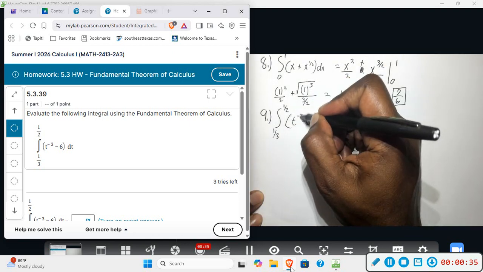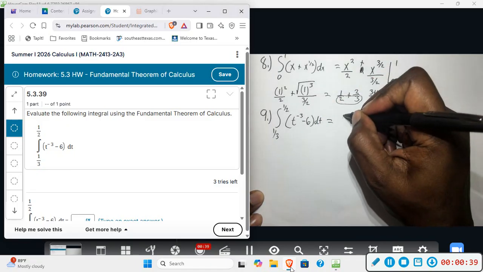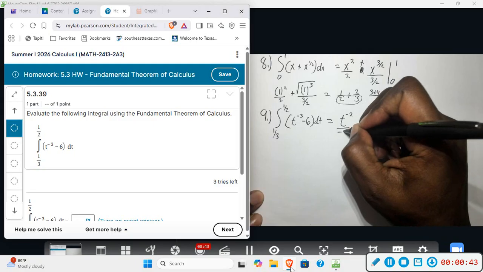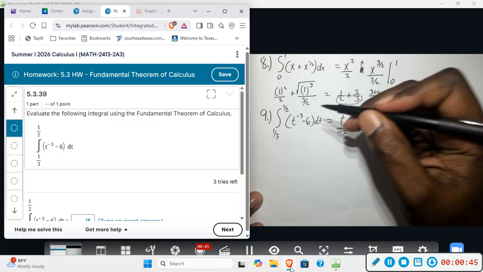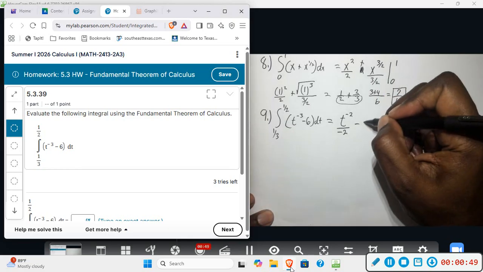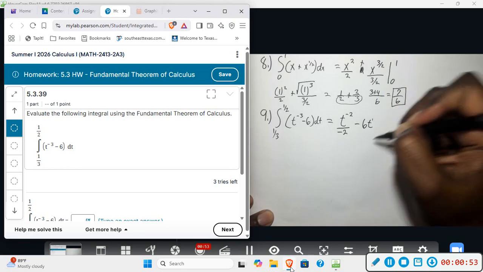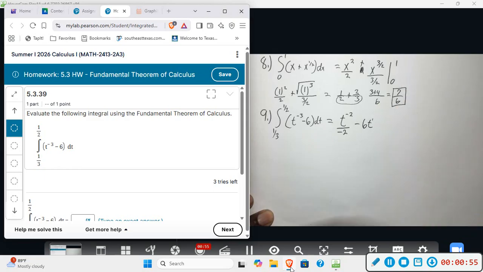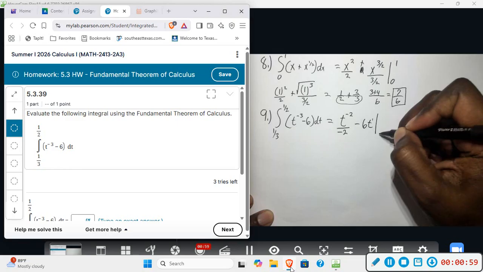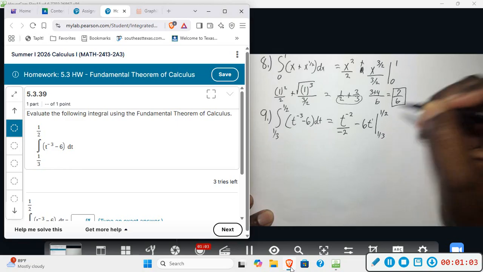Add 1, so -3 plus 1 will give me a -2, so I'll go to t to the negative second divided by -2. And then with the 6, we don't have a variable, so we'll add 1, so this will be a minus 6t. And then you can think of t to the first divided by 1, you get the same thing. And we're going to evaluate this from 1/3 to 1/2.